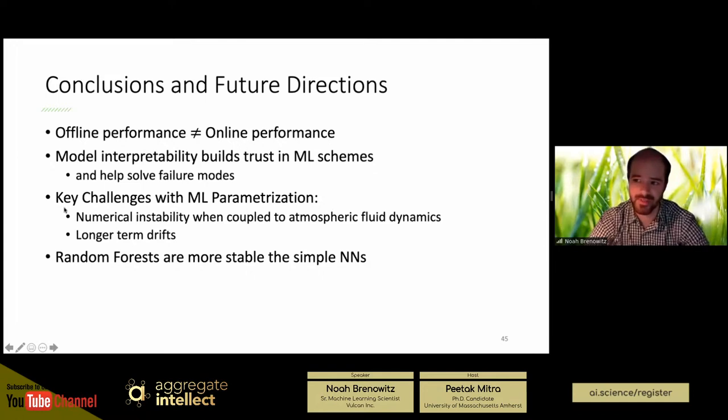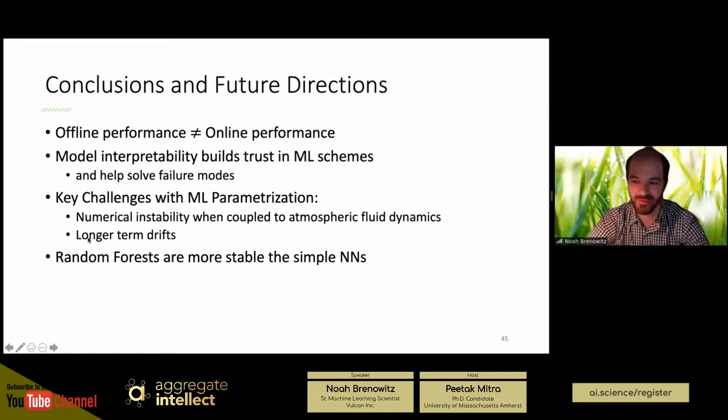The key challenges with this effort are the numerical instability when using neural networks. For a lot of reasons, neural networks are nice. They're quick to evaluate, they have low memory requirements. They sort of fit with a notion of, they don't feel like a lookup table. They feel like you're actually learning parameters, and maybe that's just me. But they tend to be unstable when coupled to fluid dynamic solvers. And so that's why it's nice to start with random forests. I think that advice kind of extrapolates to lots of machine learning work. Random forests are pretty robust, easy to diagnose as well.